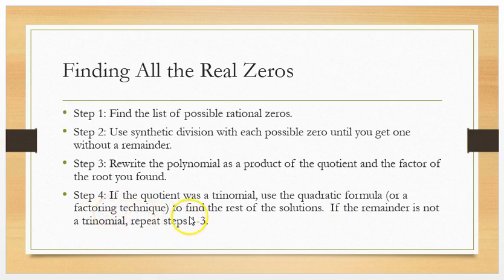Now, if it is not a trinomial, if what you're left with still has a bigger exponent, like x to the third power or x to the fourth power, then you'll have to repeat this process. You'll have to keep testing numbers until you find another one that works. Eventually, you'll get it down so that all that's left under your synthetic division is an x squared expression. Once you get there, use the quadratic formula or a factoring technique.